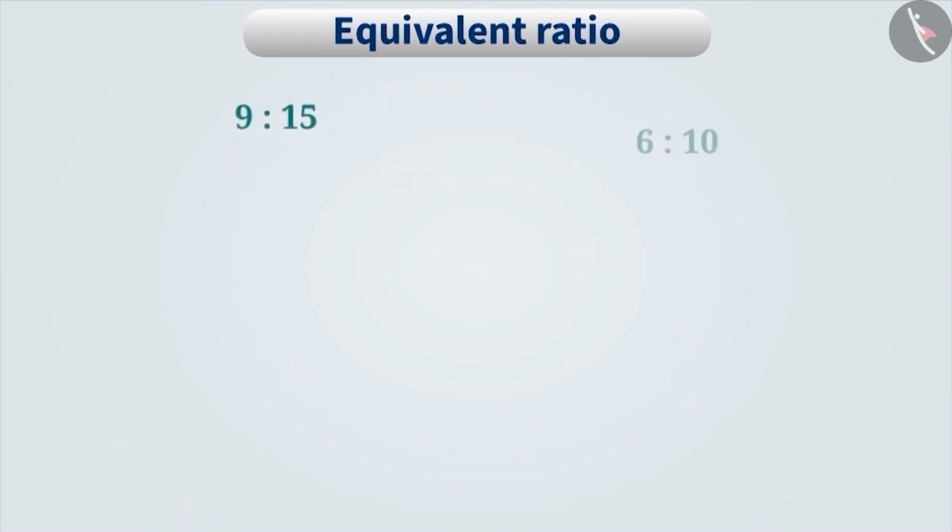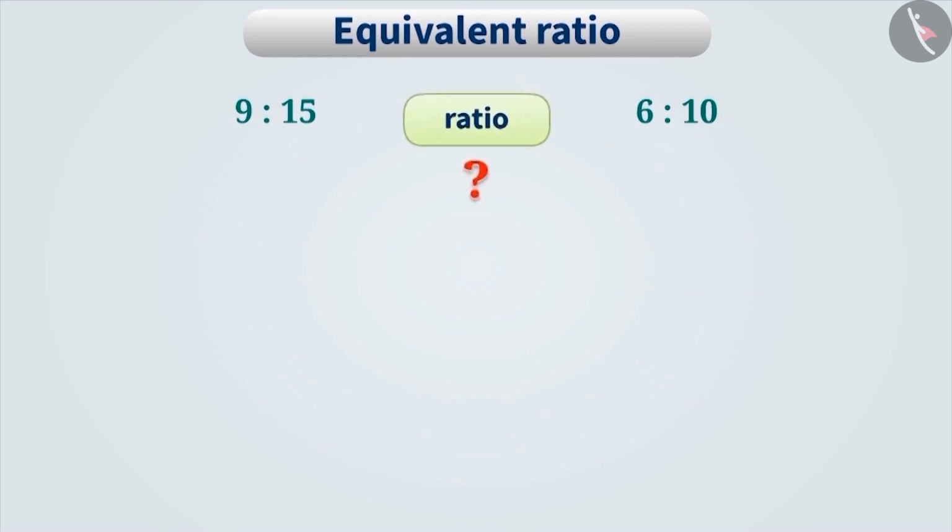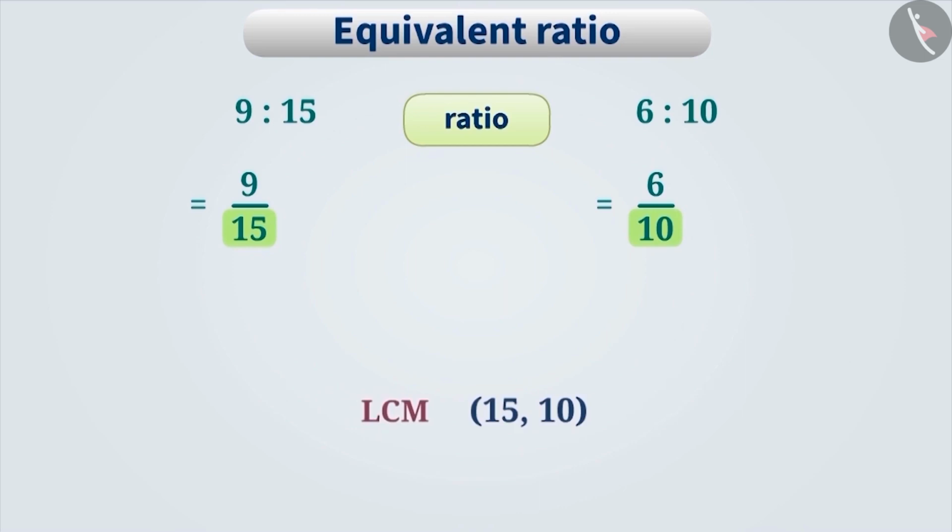Now imagine you're given two ratios. For example, 9:15 and 6:10. Now compare these two ratios. First express them as fractions. For example, 9:15 becomes 9 by 15 and 6:10 becomes 6 by 10. Then, convert them into fractions with the same denominators. Since the LCM of denominators of both the fractions is 30, make the denominators of both the fractions 30 so that their numerators can be compared.